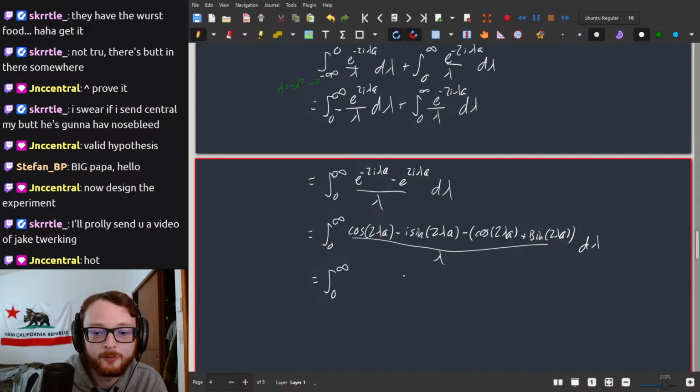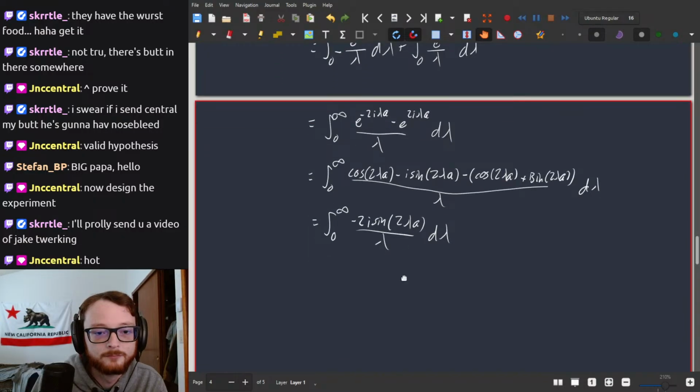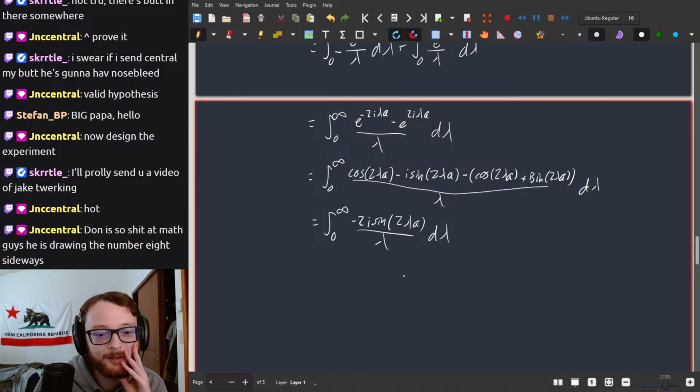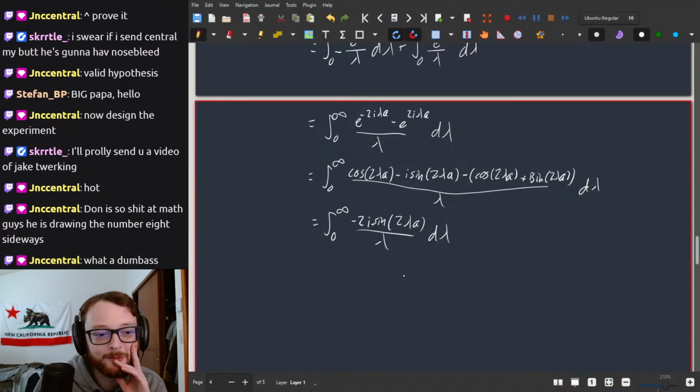Oh, this is a plus. There we go. I feel like I made an invalid step here because this is just like, how do you take a non-convergent integral and convert it into something that's convergent? But there's no way this is right. I'm too lazy to do that.